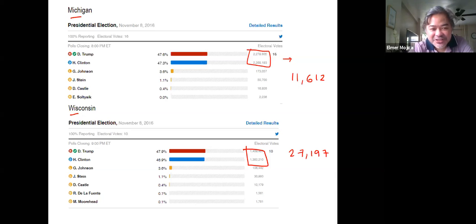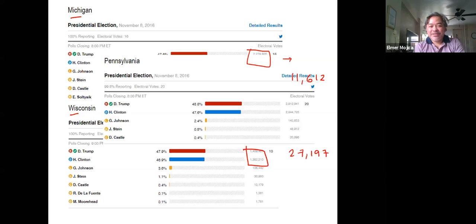Now, what do you think the third state? The third state is Pennsylvania. So 2,901,941 minus 2 million, not 2,000, okay? 844,705. 68,000 votes. So that's really close.